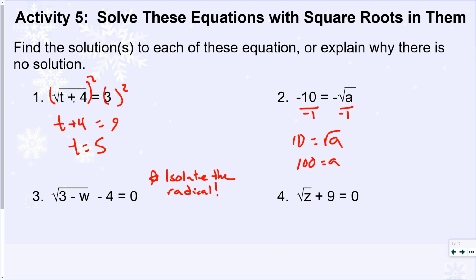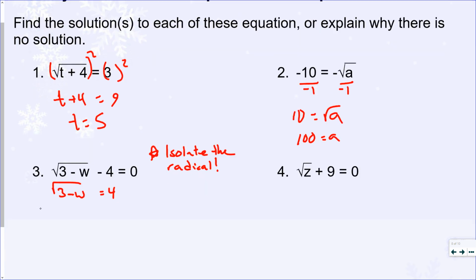But you want the radical to be isolated so that the square only cancels out with the radical. If you don't, I'll explain what's going to happen in a little bit. Let's add the 4. Now we square both sides. 3 minus w equals 16. We can subtract the 3 from both sides. And so w equals negative 13.